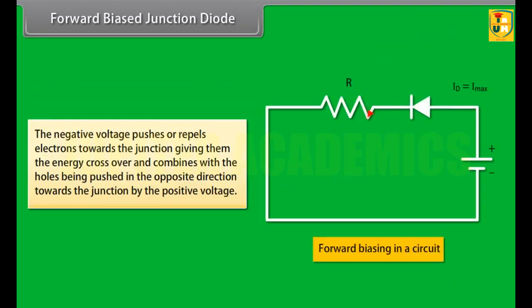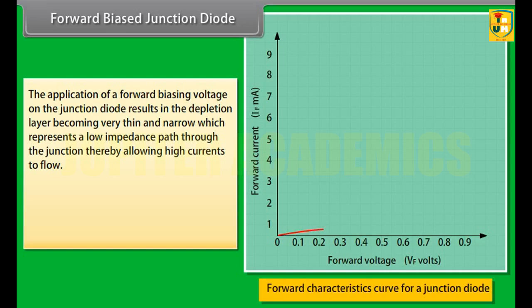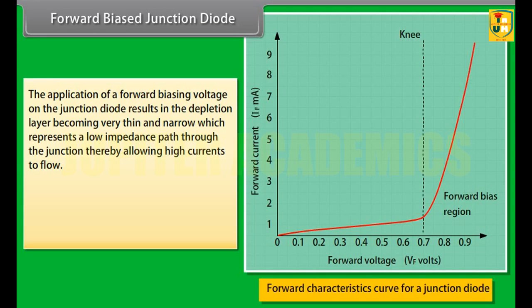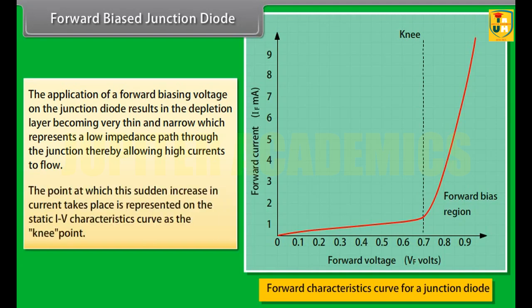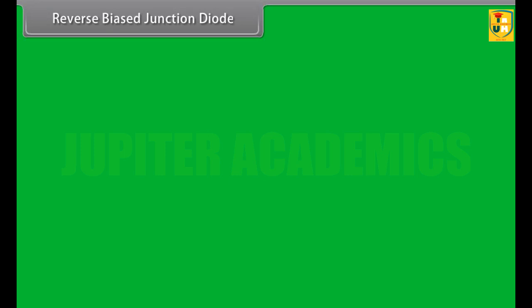The negative voltage pushes or repels electrons towards the junction, giving them the energy to cross over and combine with the holes being pushed in the opposite direction towards the junction by the positive voltage. The application of a forward biasing voltage on the junction diode results in the depletion layer becoming very thin and narrow, which represents a low impedance path through the junction, thereby allowing high currents to flow. The point at which this sudden increase in current takes place is represented on the static IV characteristics curve as the knee point.